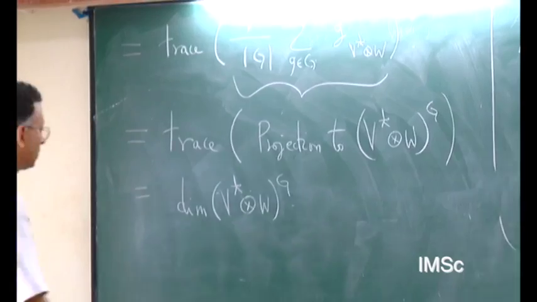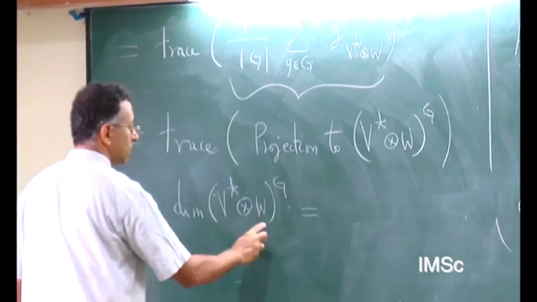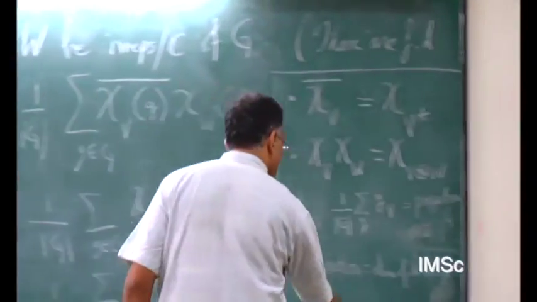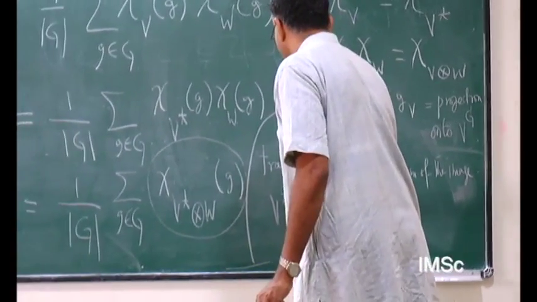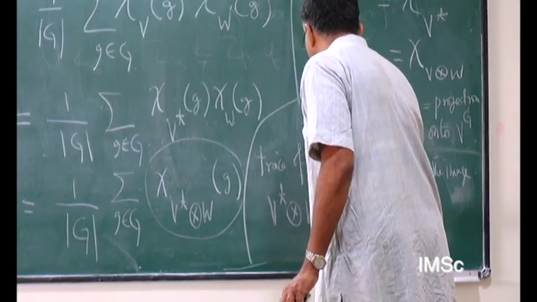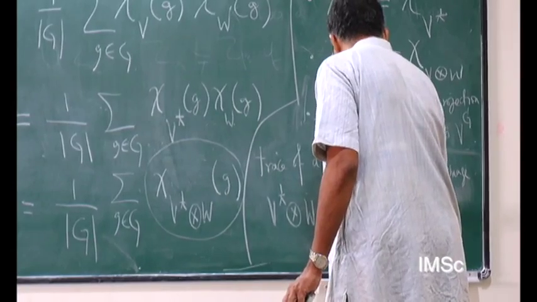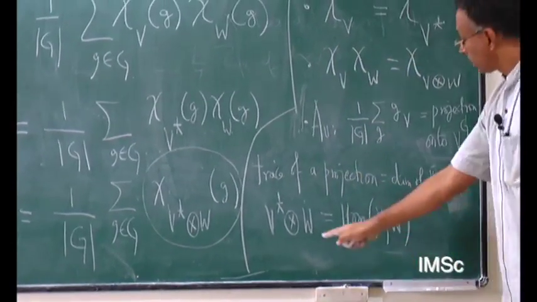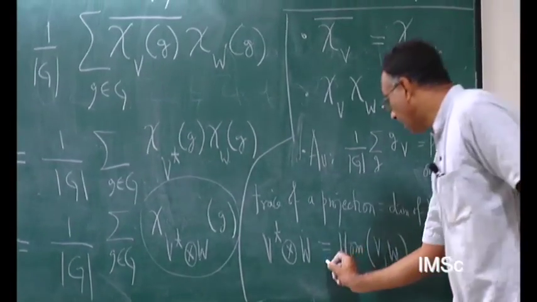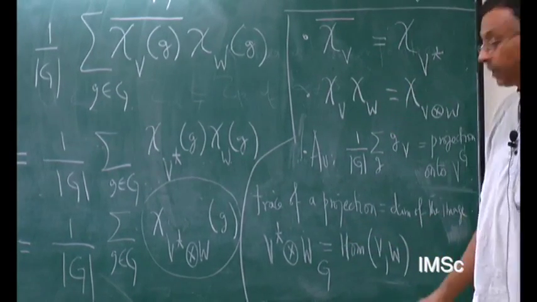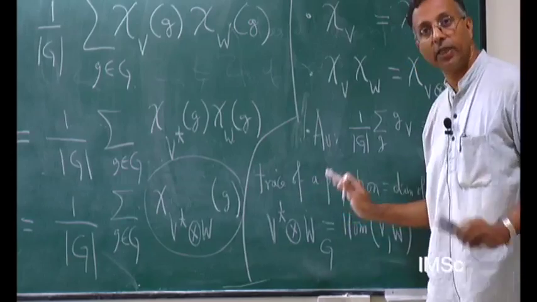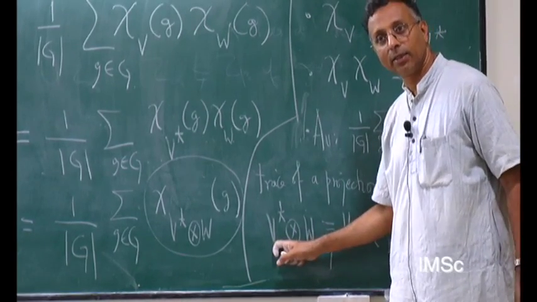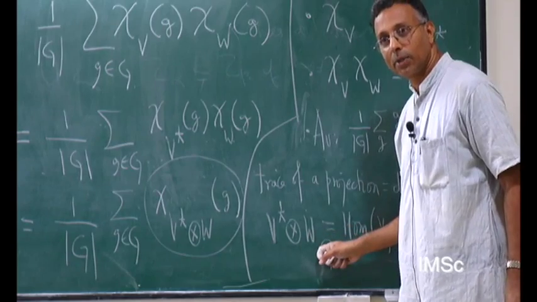Right? Okay. Now, what is V star tensor W? We said that V star tensor W is equal to Hom(V, W). Yes, you can write a C here, but I will not write it. This is a G map. This is a representation of G. That is, if V and W are representations of G, then V star is naturally a representation, and the tensor product is naturally a representation.